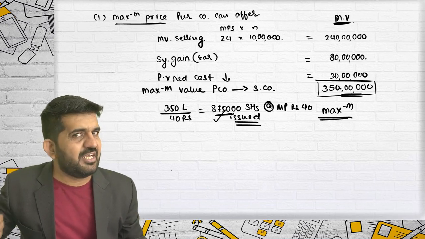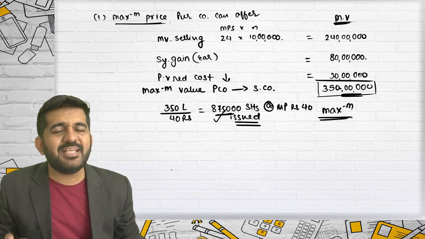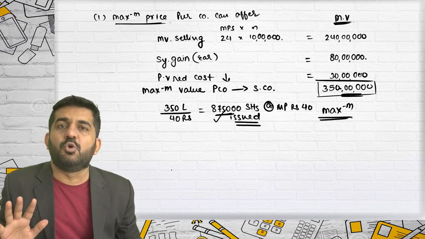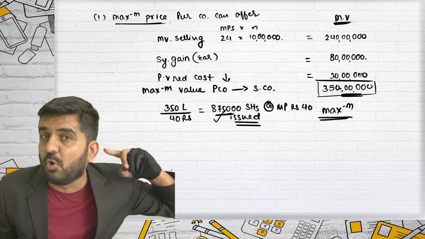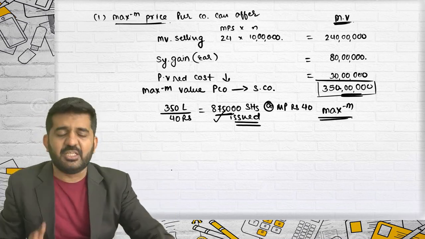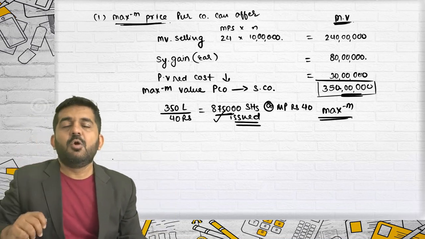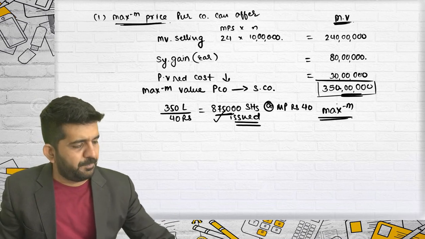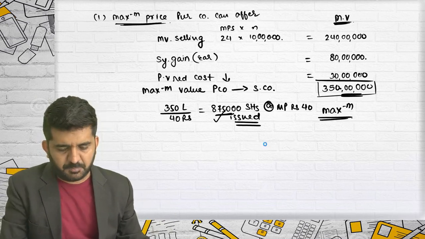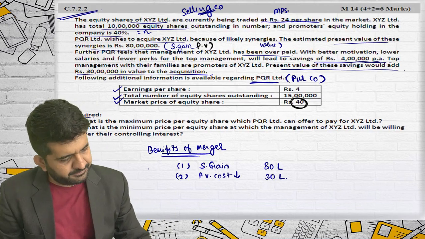They are having 10 lakh shares. So the maximum exchange ratio should be 0.875. You should not go beyond that. That is what this question is asking. What is the maximum price you are ready to pay for this particular company? Alright. Number 2.